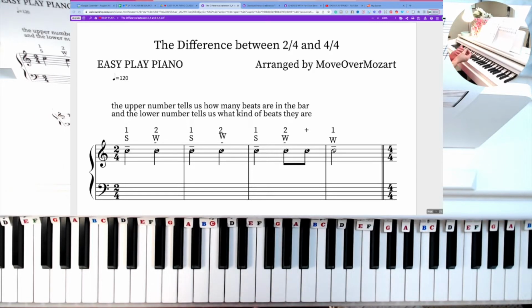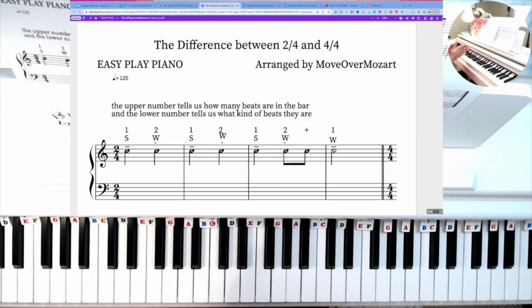And what this tells us is that the upper number, so the 2, tells us how many beats are in a bar or in a measure, and the lower number tells us what kind of beats they are. And the 4 in music indicates a quarter note. So a quarter note gets 1 beat.